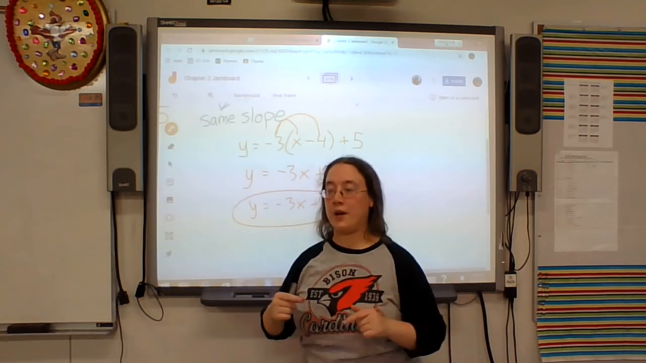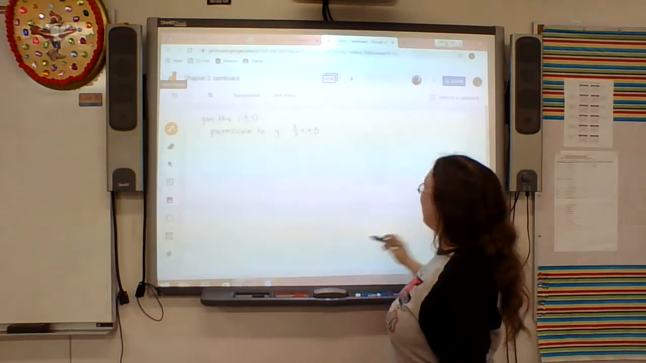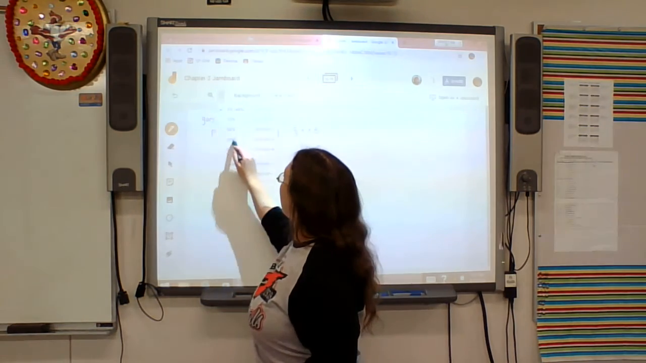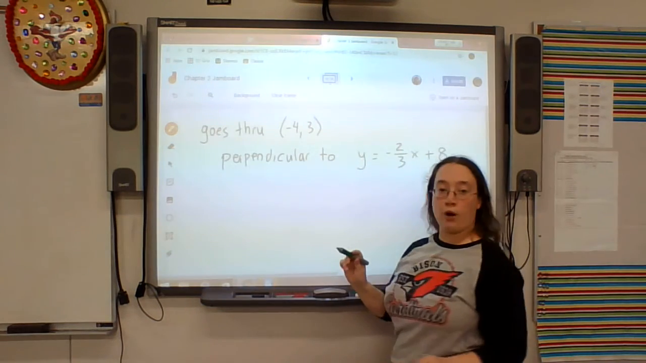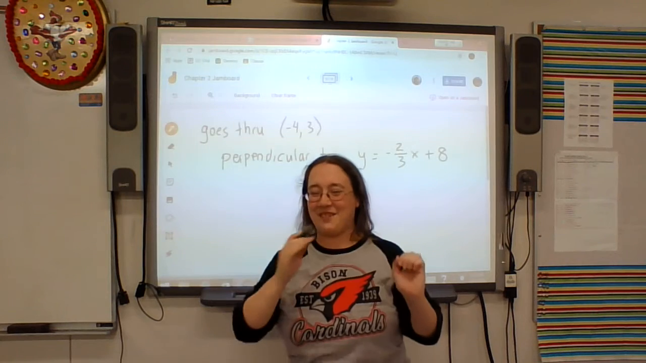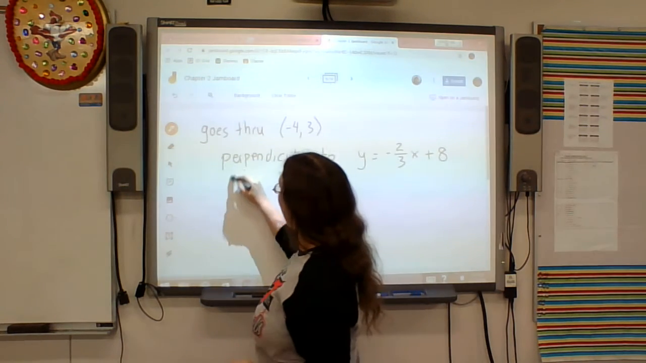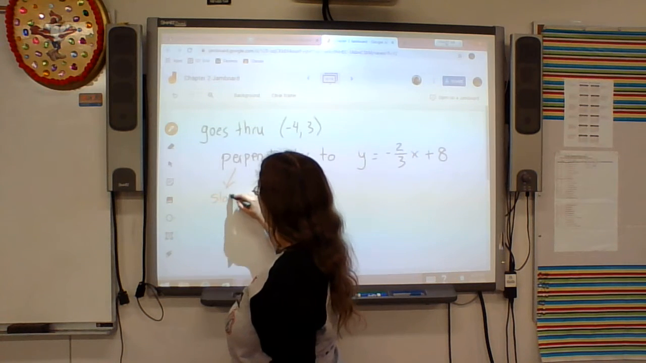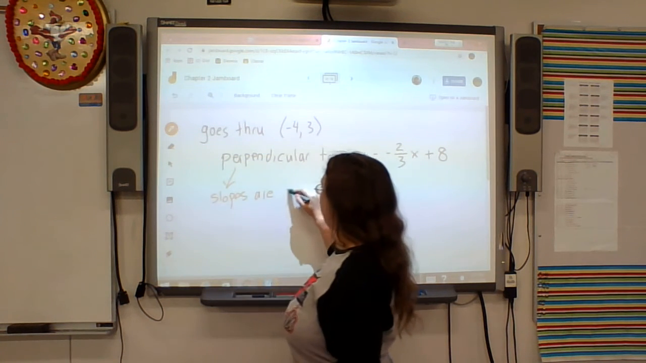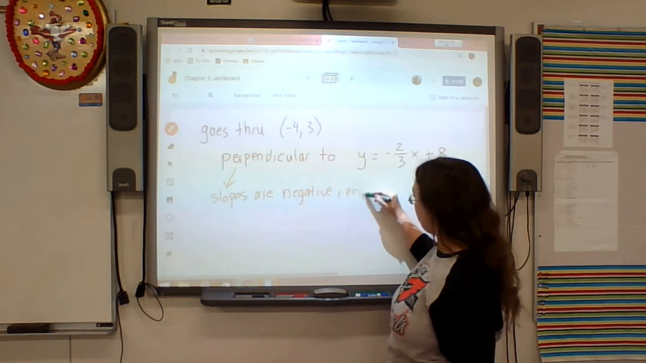Okay, the last thing that's going on is, what if instead of a line that's parallel, we want a line that's perpendicular? So perpendicular lines, think back to geometry, maybe. Perpendicular lines, your slopes are negative reciprocals. So your slopes are negative reciprocals or opposite reciprocals.